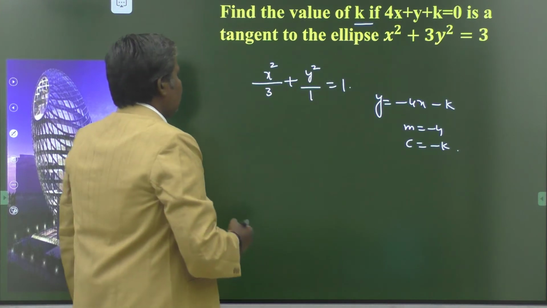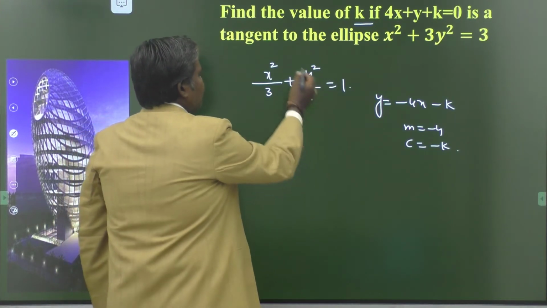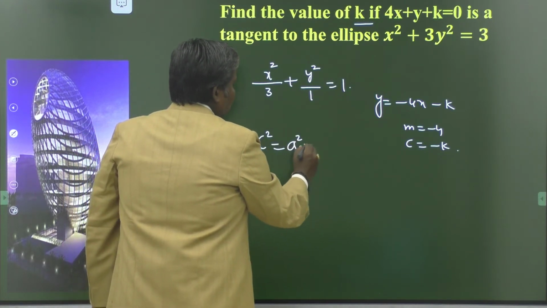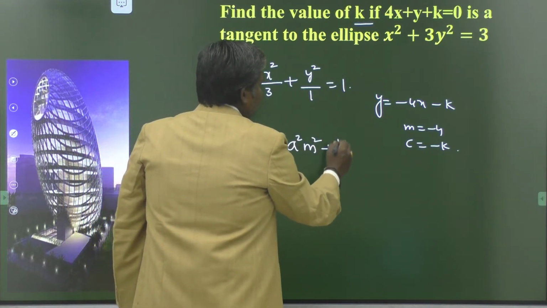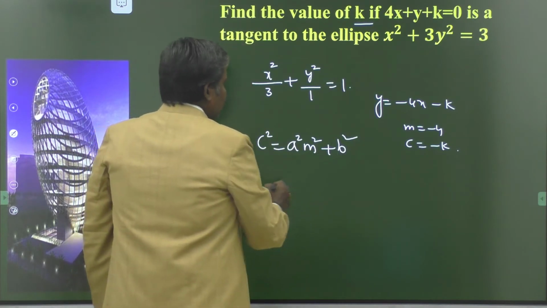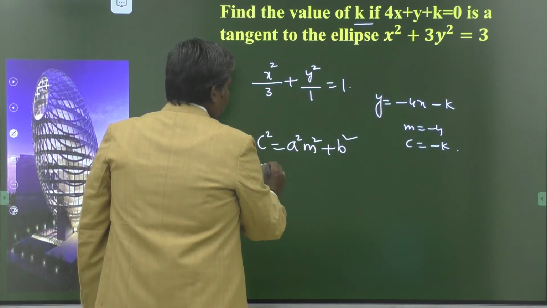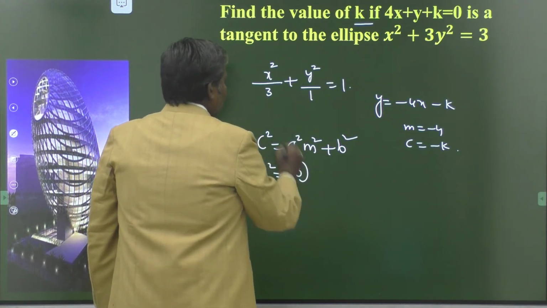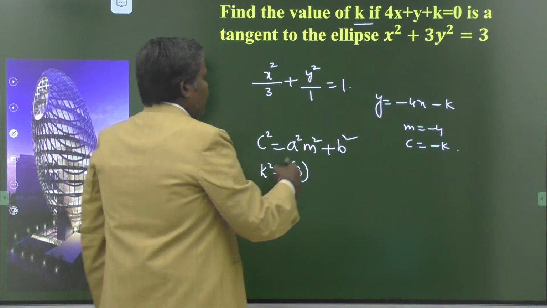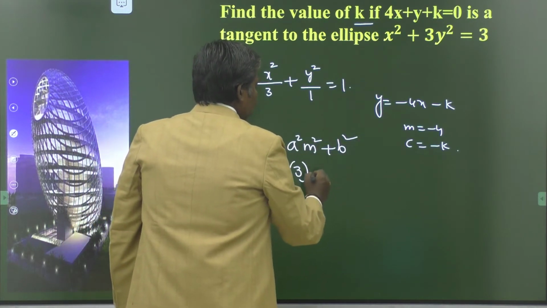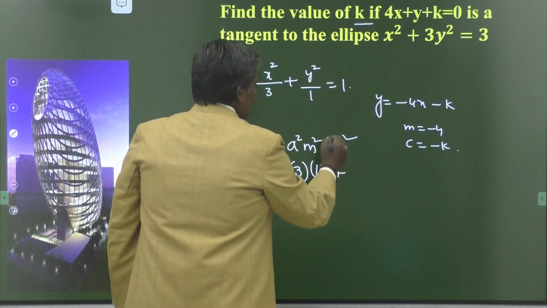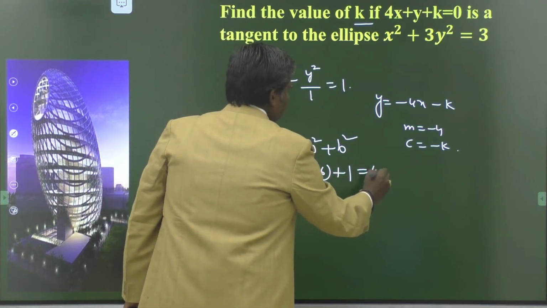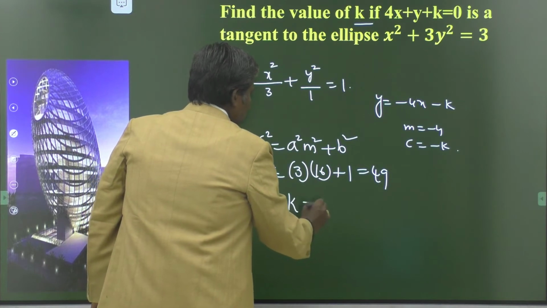What is the condition? The line y equal to mx plus c is a tangent to the ellipse. The condition is what? c square is equal to a square m square plus b square. c square means k square, minus k whole square is nothing but k square. a square is 3, don't square again, this is itself a square. 3 into m square means minus 4 square, that is 16, that is 48, plus b square means 1, 49. The value of k is plus or minus 7.